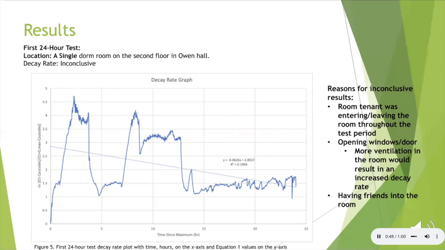In the case of this specific 24-hour graph, it would make more sense to break it up into smaller sections and determine decay rates from those rather than looking at the overall 24-hour data.